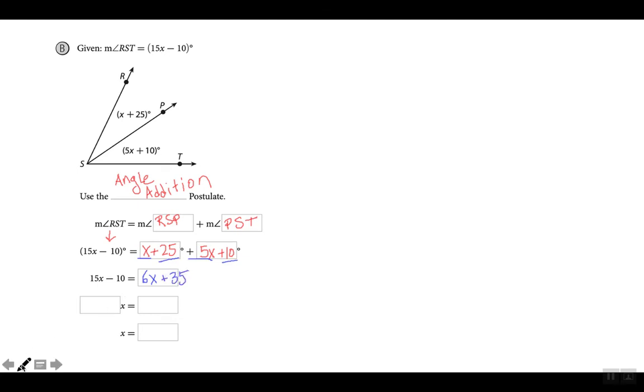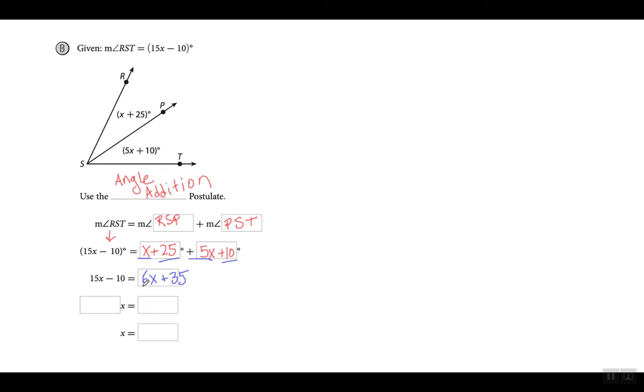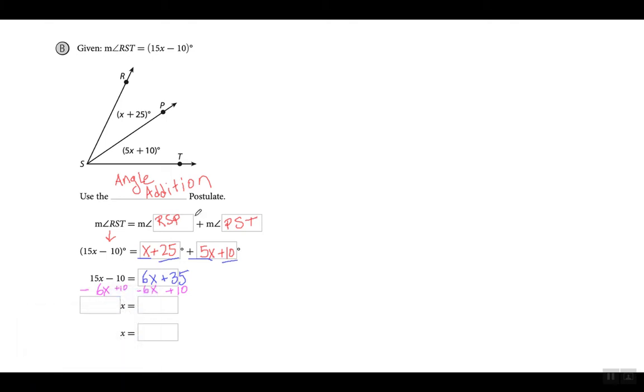Okay, now we got to get all the terms that have the variable x on one side. So I'm going to move 6x to the left by subtracting 6x from both sides. So minus 6x, minus 6x. And I'm going to move the minus 10 to the right by adding 10 to both sides. When I do that, I'm going to get on the left-hand side 9x. The x is already there, so I don't need to write it. 9x equals, on this side I'm going to get 45.